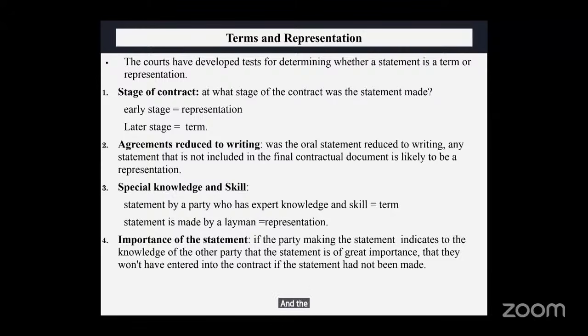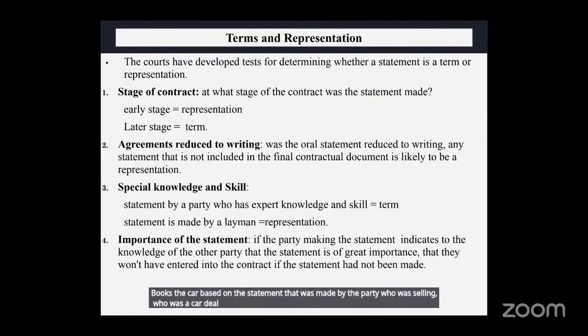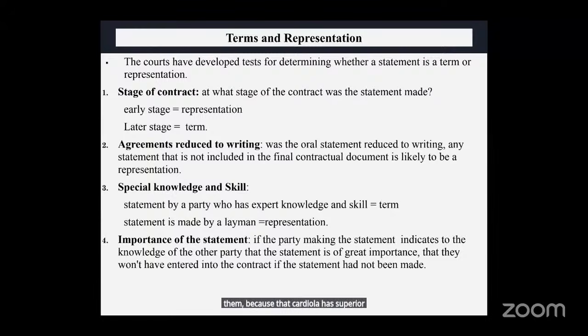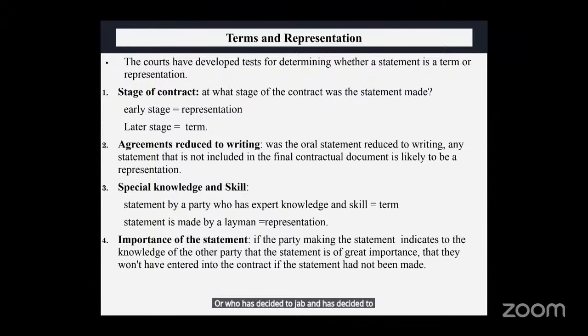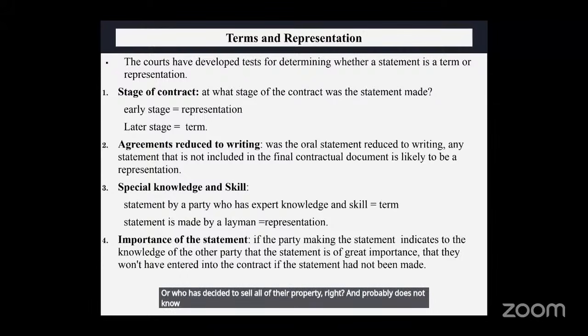And the other party, who was just a mere consumer, bought the car based on the statement that was made by the party who was selling, who was a car dealer, right? In such a case, the court held that the statement that was made by the car dealer was a term because that car dealer has superior knowledge about cars. If we change the scenario, and the person who made the statement about the car mileage and the things that the car can do is someone who is just selling their old car, or who has decided to sell all of their property, and probably does not know anything about cars, the statement might be considered as a mere representation and not a term.